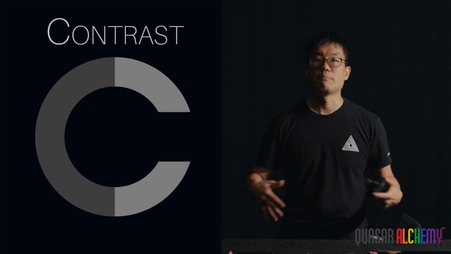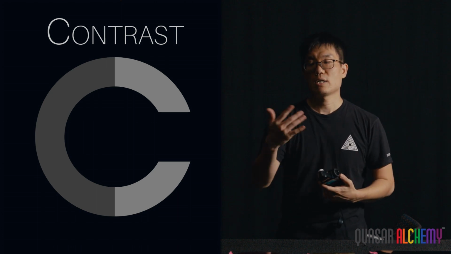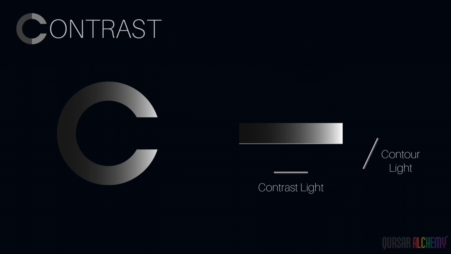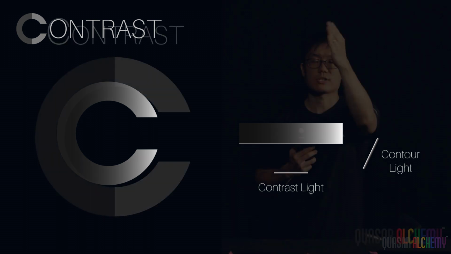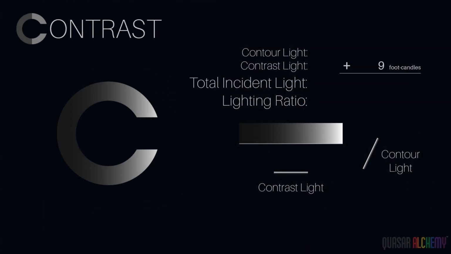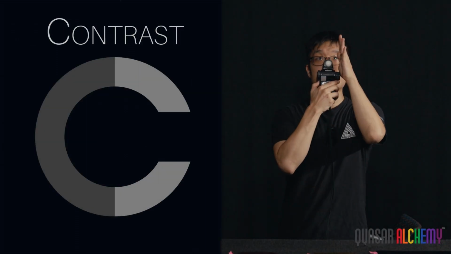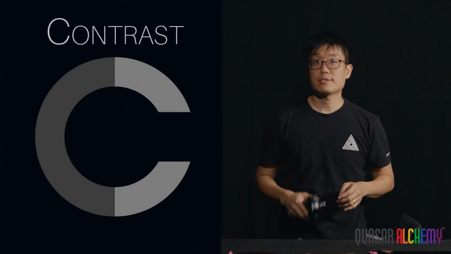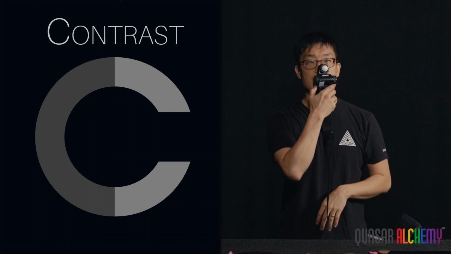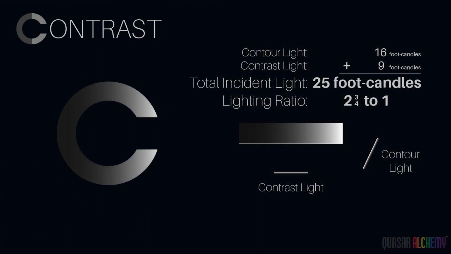So let's now start modulating by changing the contrast. So let's turn on our contrast light, which is a Q5. It's a Q-line light that is about 6 inches. And when I meter now this direct light, which is right in front of me, it's not going to change the contour too much. It's just changing the contrast between the dark side and bright side of my face. Right now, at this distance from me, this is about 8.5 to 9 foot candles. So all together, we have 25 foot candles.